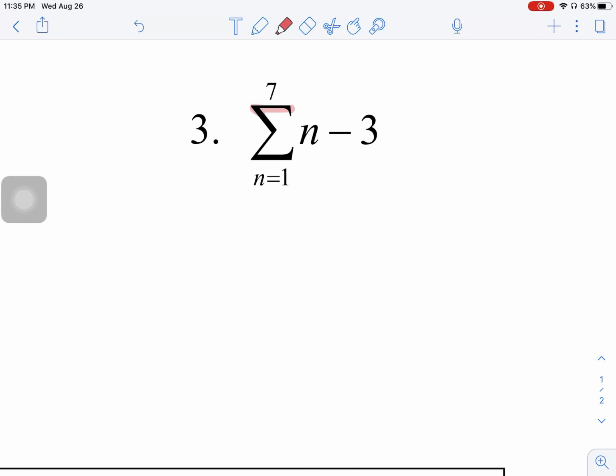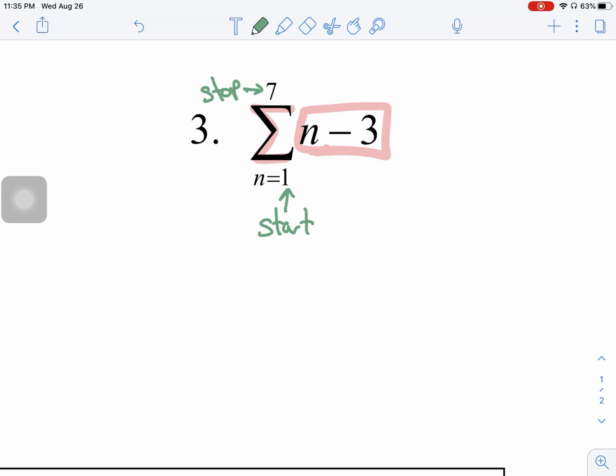Okay. So again, we're dealing with a summation. Our expression here, every n value, we're going to subtract 3 from it. And we are going to start with 1. You do not have to start with 1, so be careful that you're paying attention to that start value. And your stop value here is 7.